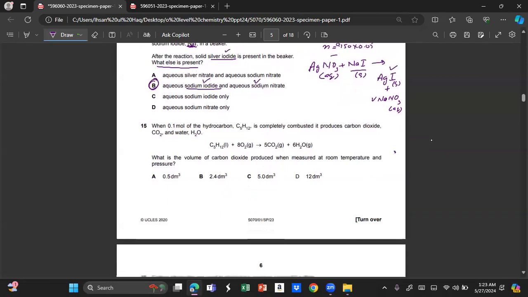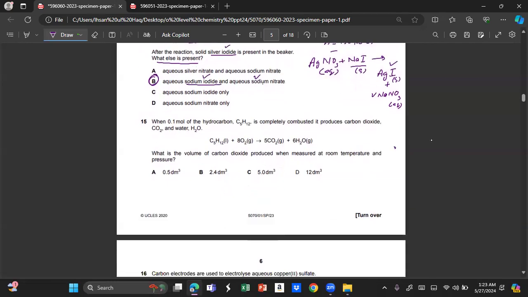Let's move to question number 15. When 0.1 mole of hydrocarbon, which is pentane C5H12, is completely combusted, it produces carbon dioxide, CO2, and H2O, water. What is the volume of carbon dioxide produced when measured at RTP?